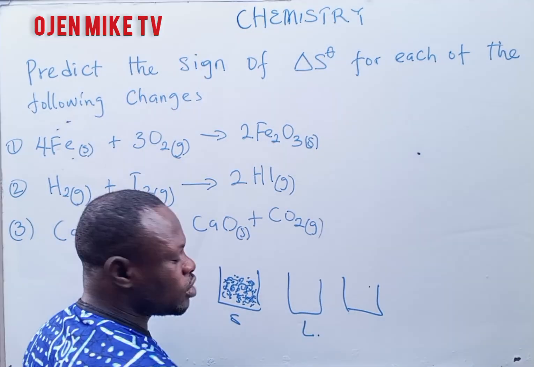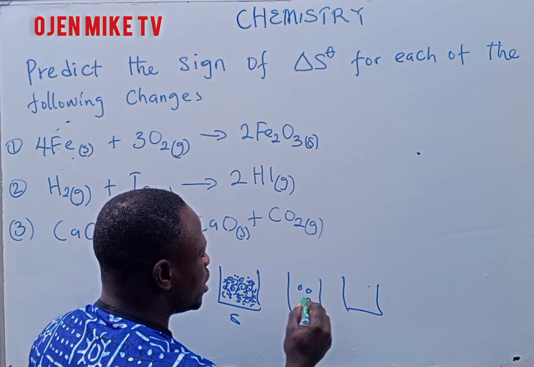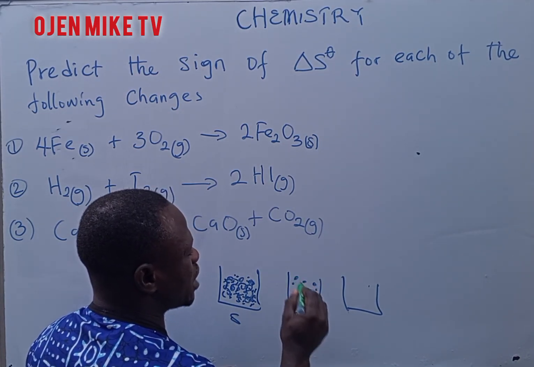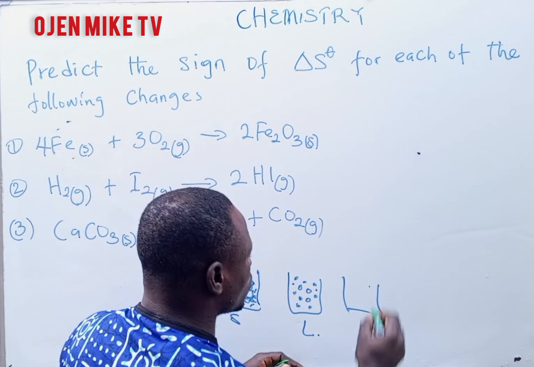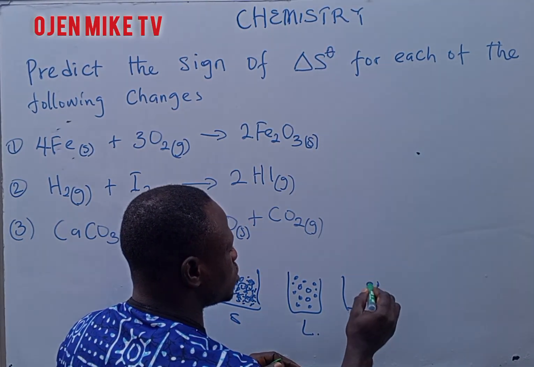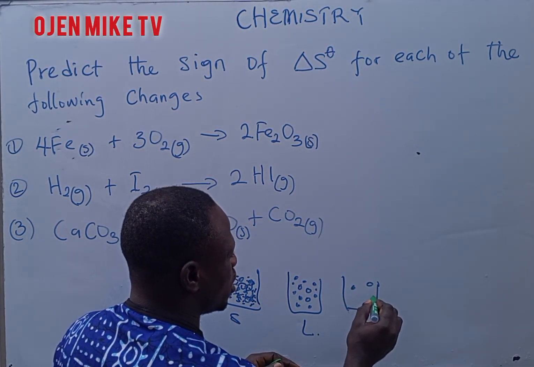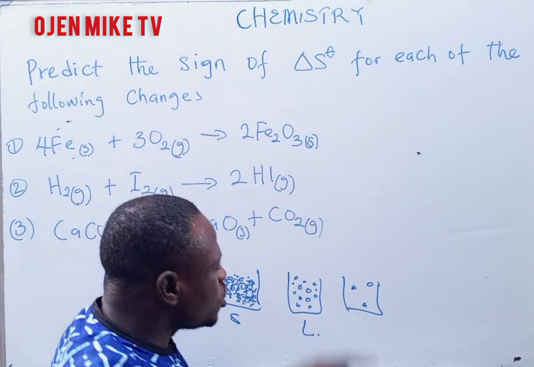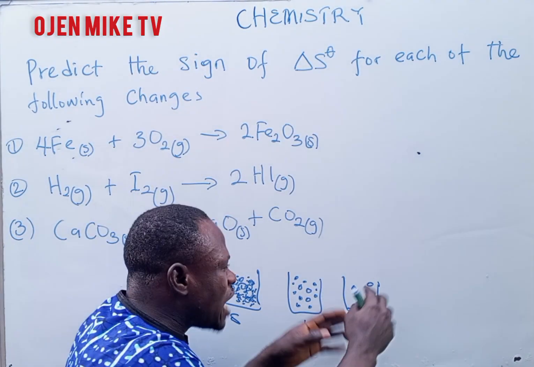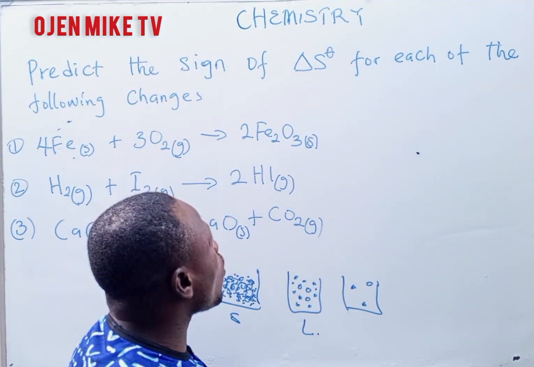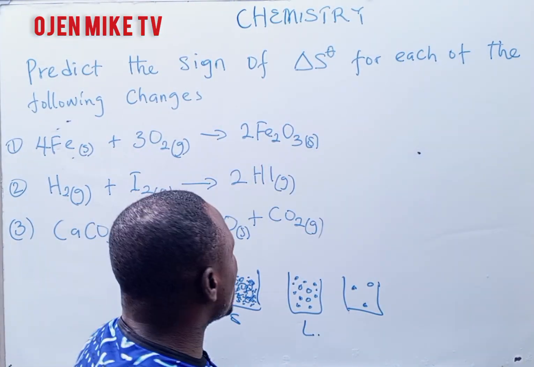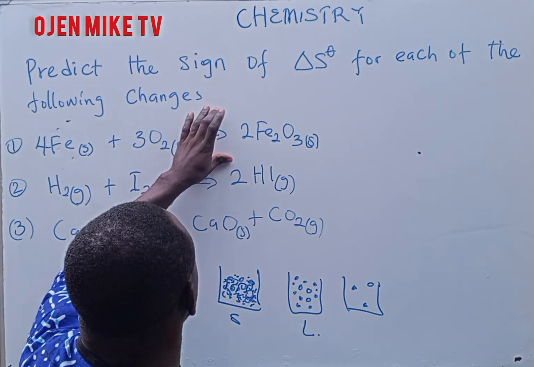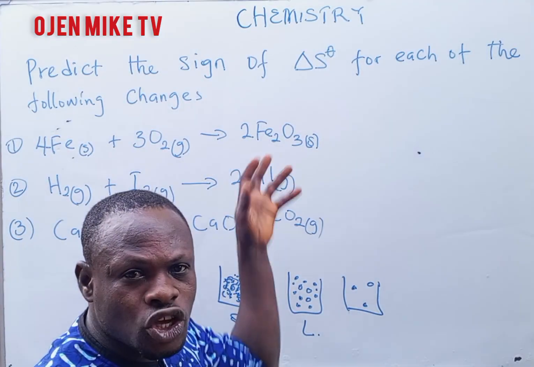If you look at the liquid, the particles are not as tightly packed as those of the solid. If you look at the gaseous state, this is how the gaseous state is. So the degree of randomness, how the particles are scattered, is what we call entropy. Now we are asked to predict the sign of the entropy change in these equations.